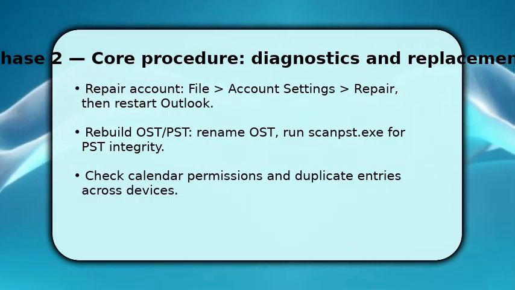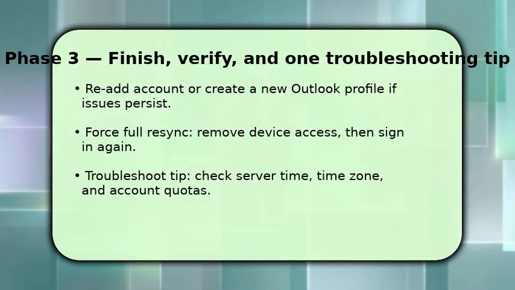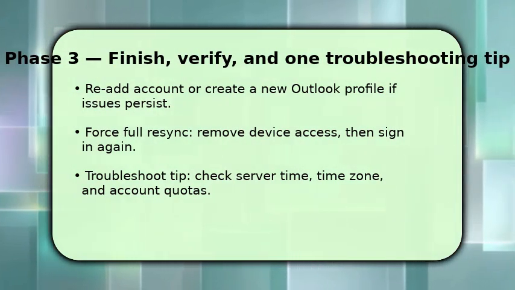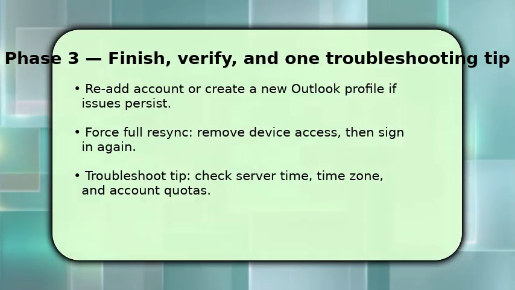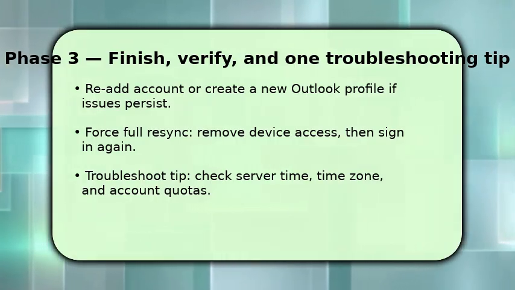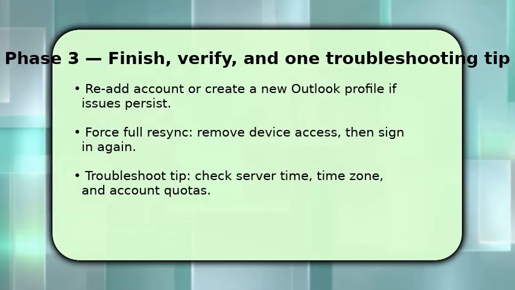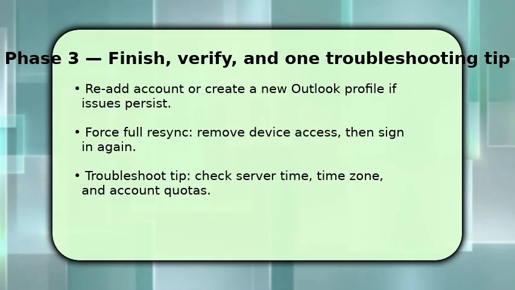You finish by re-adding the account or creating a fresh Outlook profile when rebuilding fails. This clears persistent config errors. After re-adding, force a full resync by removing device access or revoking refresh tokens in your account portal, then sign back in. Make sure server and device time zones match, since time mismatches prevent correct event mapping.